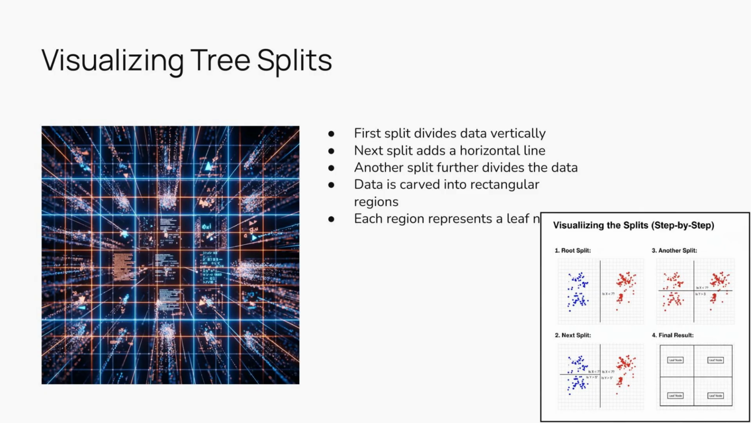Let's watch it solve our donut problem. The root node might ask, is x less than 7? And it draws this line. That's split 1. Now it looks at the left and right sides independently. On the left side, it asks, is y greater than 5? Split 2. On the right side, it might ask, is y greater than 3? Split 3. And it keeps going, adding more lines inside these new boxes until, voila! The data is perfectly separated into rectangular regions. Each one of these final boxes is a leaf node. This is how it handles nonlinear data.